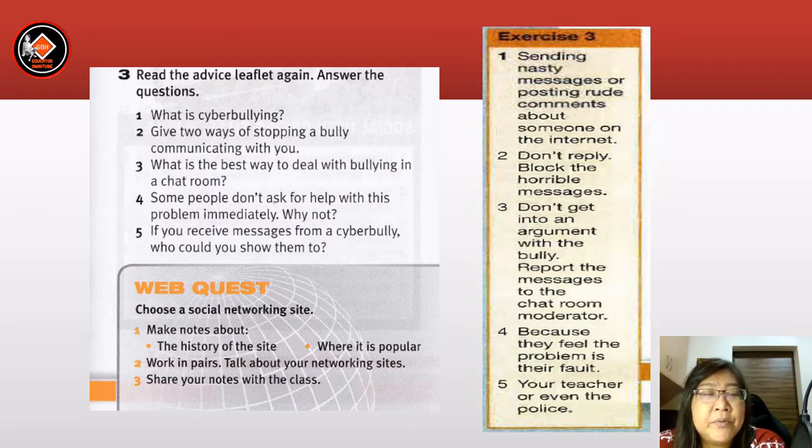Now let's look at the web quest. Choose a social networking site. Then you make notes about the history of the site and where it is popular. Then work in pairs. You can talk about your networking sites. Share your notes with the class.